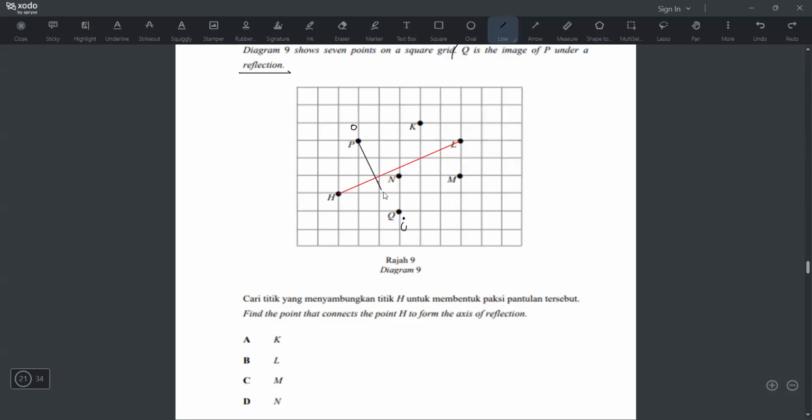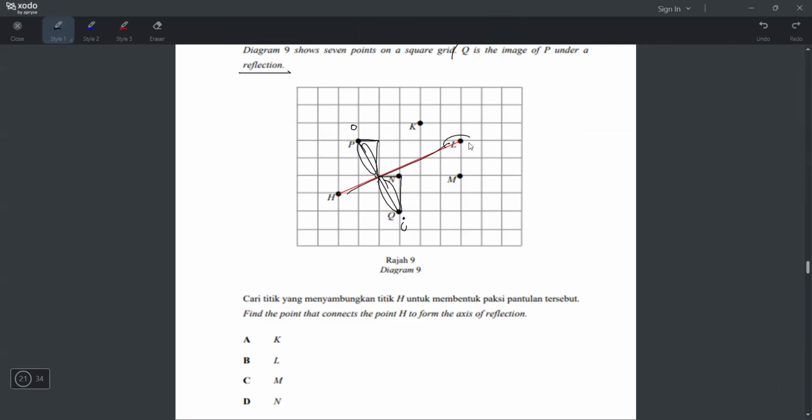So remember this, when you do reflection, the distance from object to line and distance from image to line mesti sentiasa sama. So you can see distance from object to line and distance from image to line is exactly the same distance, right? So you can tengok sini dia 1, 1, 2, right? This one also 1, 2. Okay. So this is the answer lah. So L is the answer. So B boy. Okay. Okay, that's all.